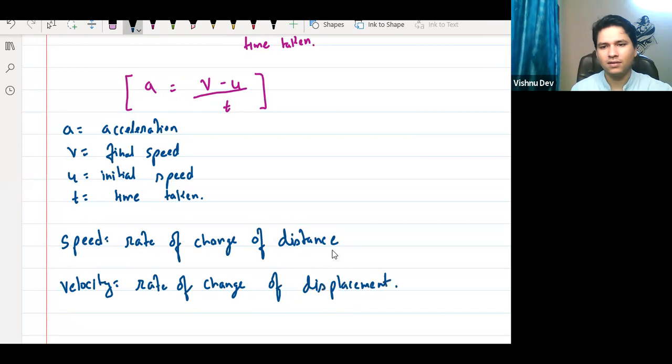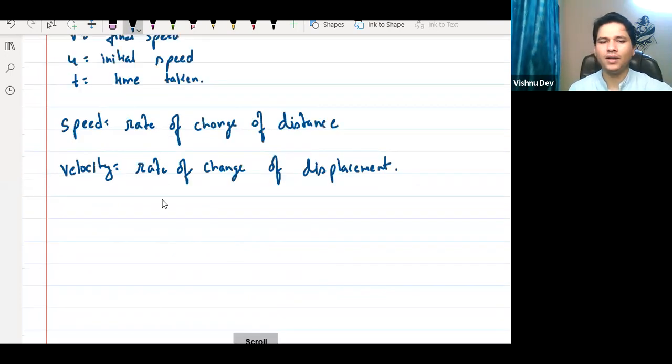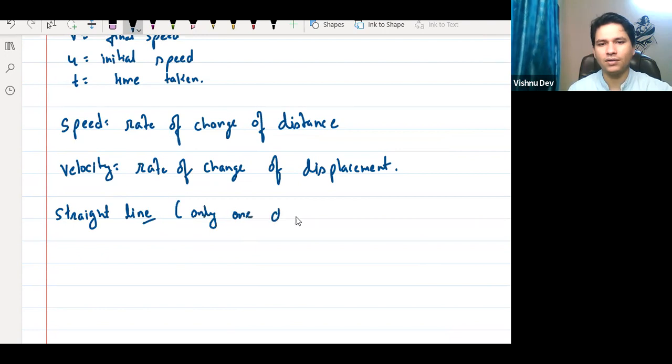I didn't talk about velocity a lot at first because you might get confused. But there's also one thing: we are talking only about straight line motion, in one direction only. Now, if you talk about straight line motion in only one direction, is there any difference between speed and velocity? Tell me.